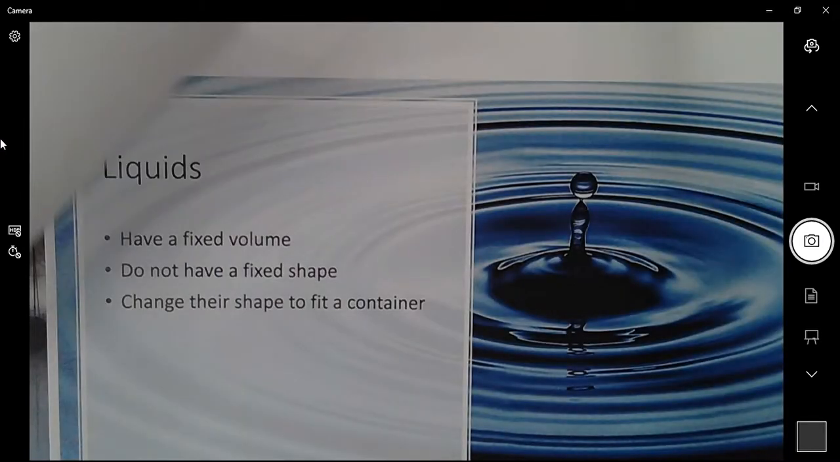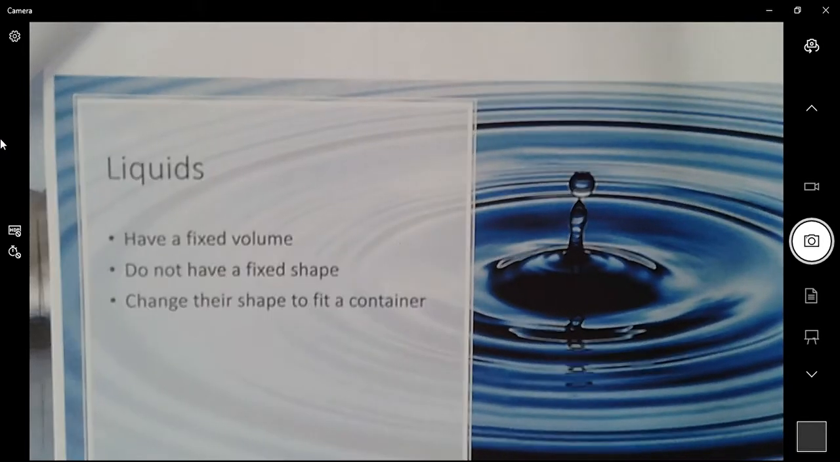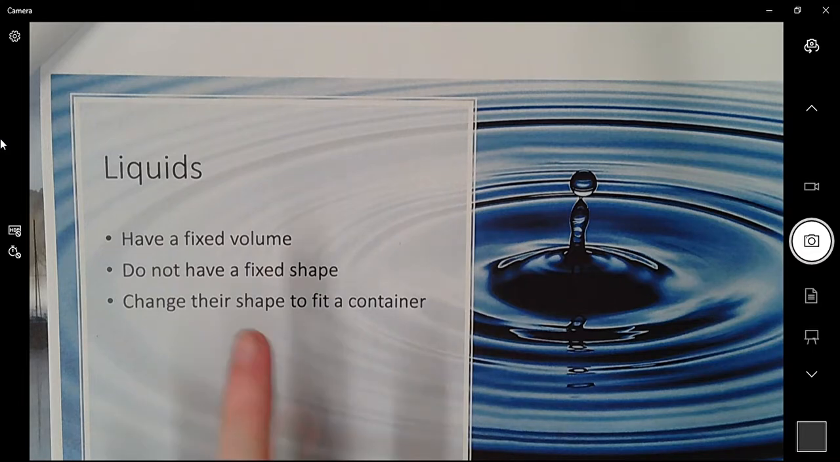Next we had liquids. Properties of liquids, they also have a fixed volume. They do not have a fixed shape. So water, Coke, tea, milk, there's no fixed shape to it. And they do change their shape to fit a container. So if you poured water into your bottle, based on the shape of your bottle, the water would change its shape to fit into that container or into that bottle. So well done if you can remember solids and liquids.